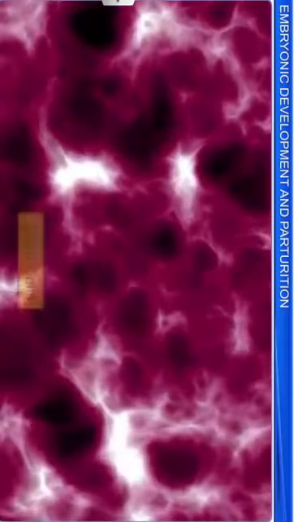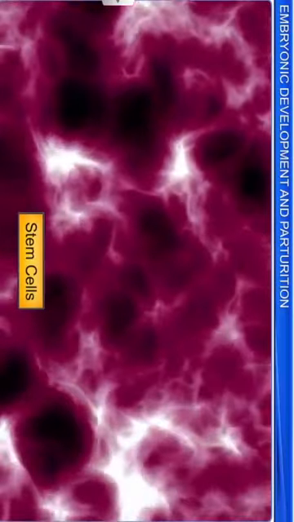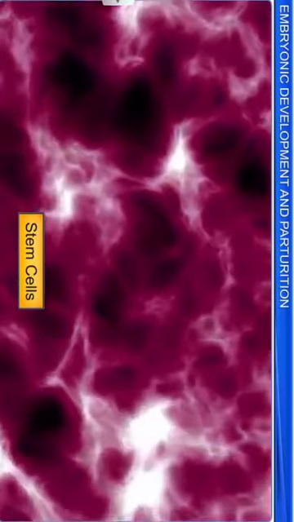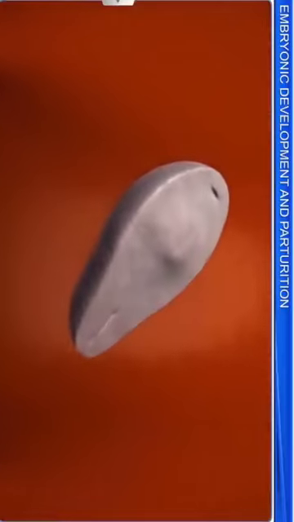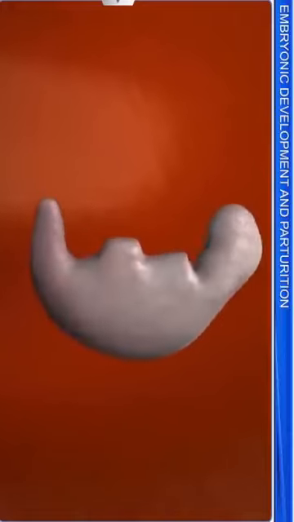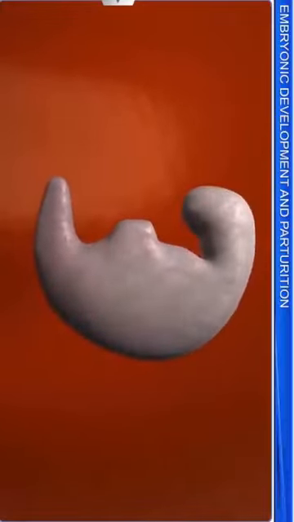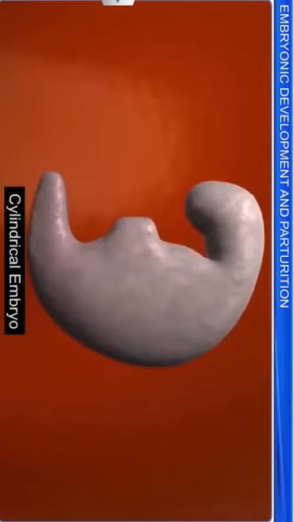Did you know that apart from the 3 germ layers, the embryonic disc also contains certain cells called stem cells, which have the ability to give rise to all the tissues and organs present in the human body. As the embryonic disc grows, the cells of one side of the disc grow faster than those on the other side. This causes the disc to roll and form a cylindrical embryo.